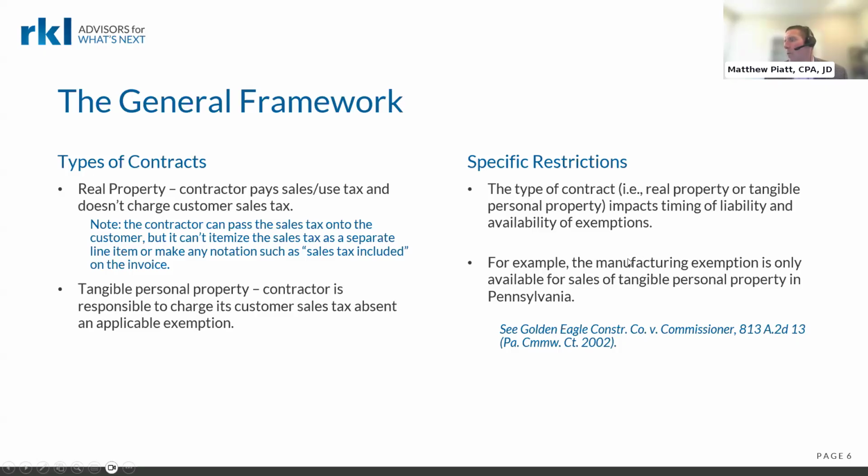Got a note over here. So I get this question a lot. We'll flesh this out a little bit as we move through the presentation, but a big one is the manufacturing exemption. The manufacturing exemption in general is only applicable for sales of what's considered tangible personal property. So if something is being installed into real property and we're dealing in that real property scenario, most states are going to say the manufacturing exemption is not applicable.